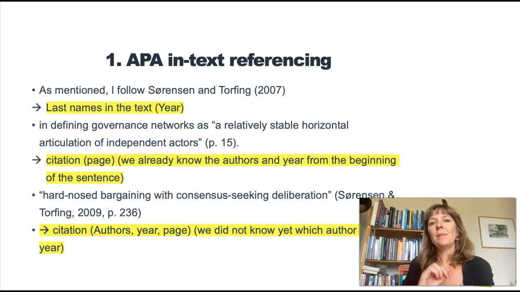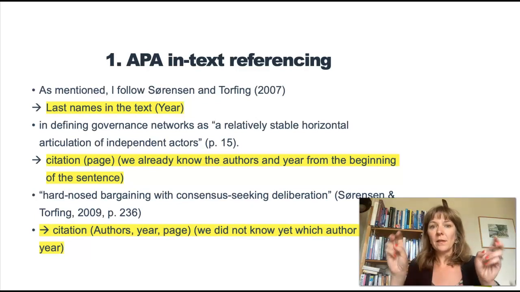When you use APA in-text referencing, you, for example, talk about two authors, Sorensen and Torfing, and then the last names are in the text, so you only need the year of the publication at the end of your sentence. What is also possible is that you cite someone word by word, and then you need inverted commas and only the page number if you were already referring to those authors before.